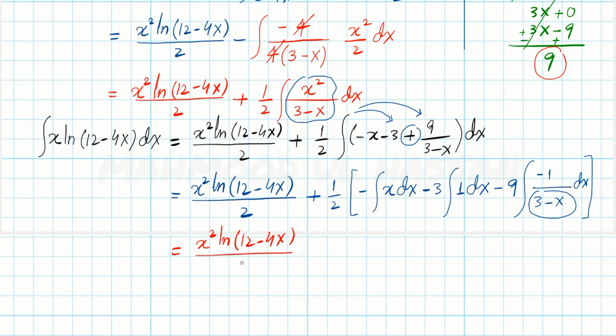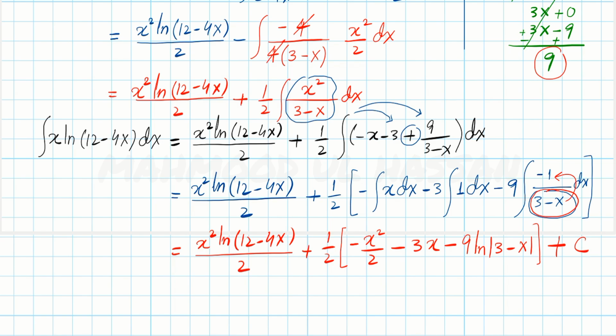Okay, so finally here x squared natural log of 12 minus 4x divided by 2 plus 1 upon 2, and here minus the integral of x is x square upon 2, minus 3, the integral of 1 is x, then minus 9, and you can see the derivative of the denominator is above, that is minus 1. So we will take the natural log of the denominator, that is 3 minus x, and then we have to put the constant of integration.